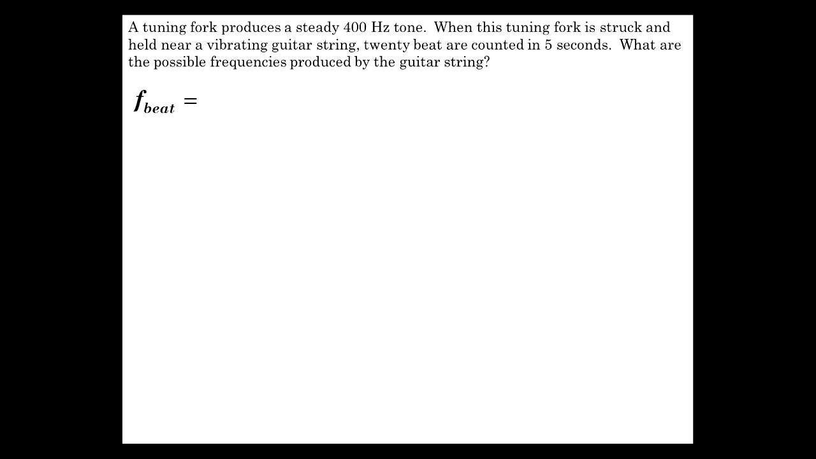The example will be a tuning fork making a steady 400 hertz tone. You strike the fork, and you hear a beat when it's next to a vibrating guitar string. Say 20 beats are counted in 5 seconds. So 20 intensity variations in 5 seconds with the tuning fork and the guitar string vibrating at the same time. So what are the possible frequencies of the guitar string? The beat frequency is 20 beats in 5 seconds, which is 4 beats per second.